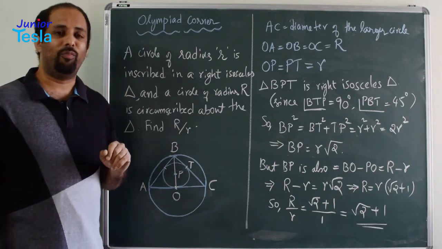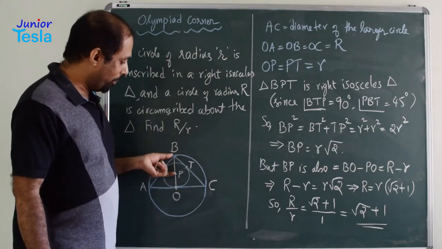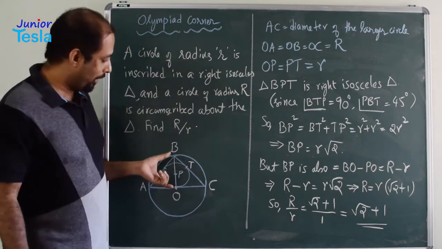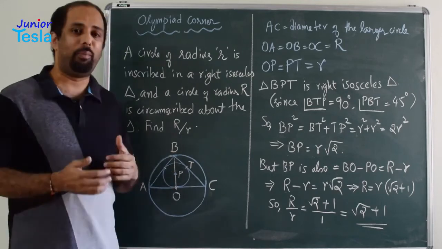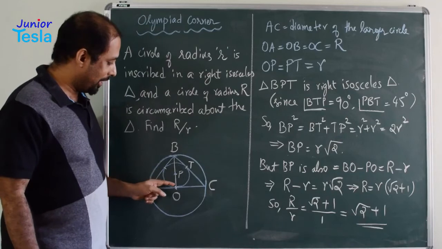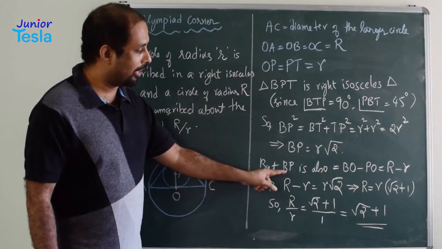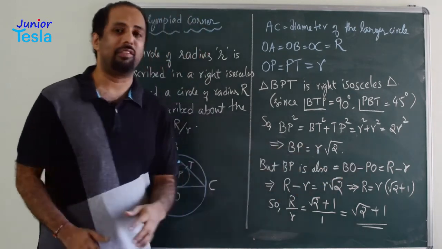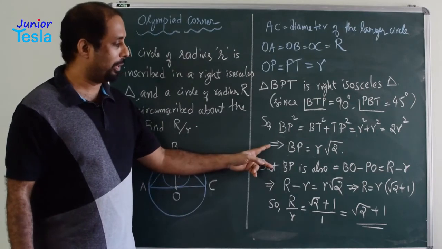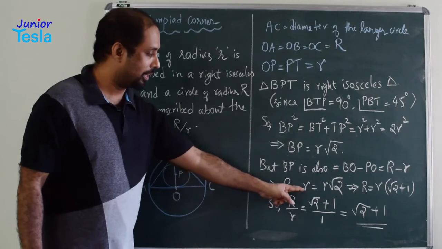But we can get the expression for BP in another way. What is BP? BP is nothing but BO minus PO. BO is the radius of the larger circle, capital R, and PO is the radius of the smaller circle, that is small r. So BP can also be written as BO minus PO, which is equal to capital R minus small r. So we got two expressions for BP. Let us compare them. So r root 2 is equal to capital R minus small r.